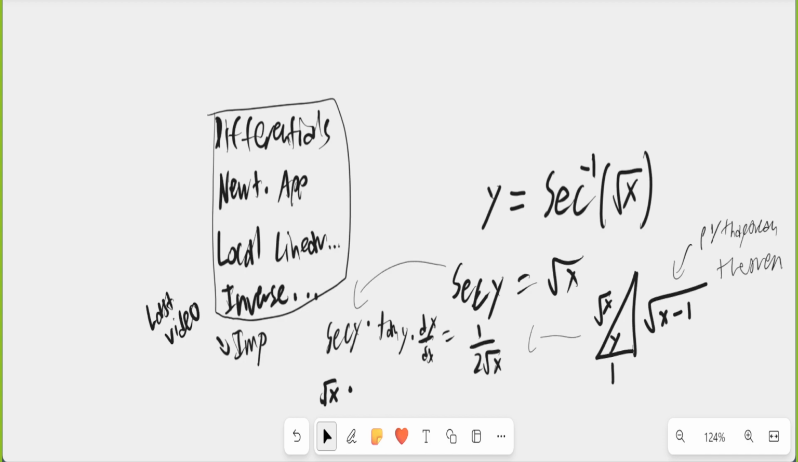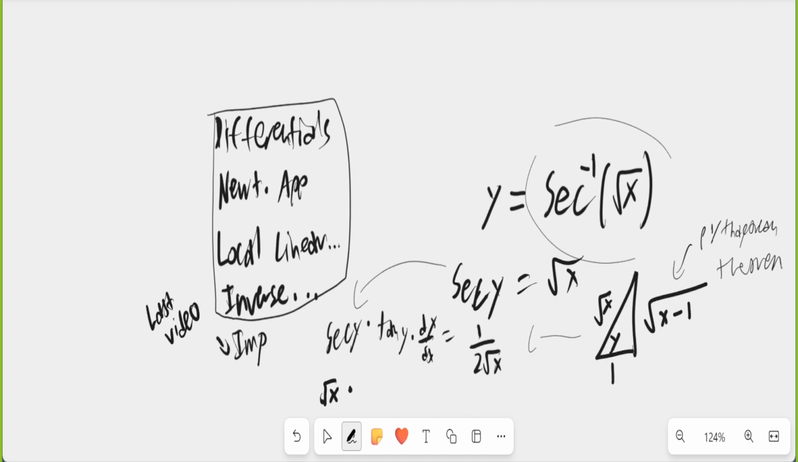You mean cotangent? No, you take tangent inverse. Opposite over square root of x minus one. It doesn't matter how you set up your triangle. You can turn this into cosine and set up the triangle like that. It does the same thing.